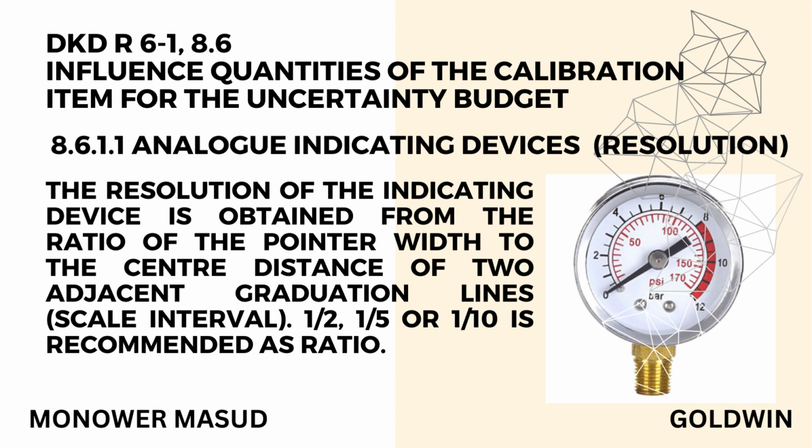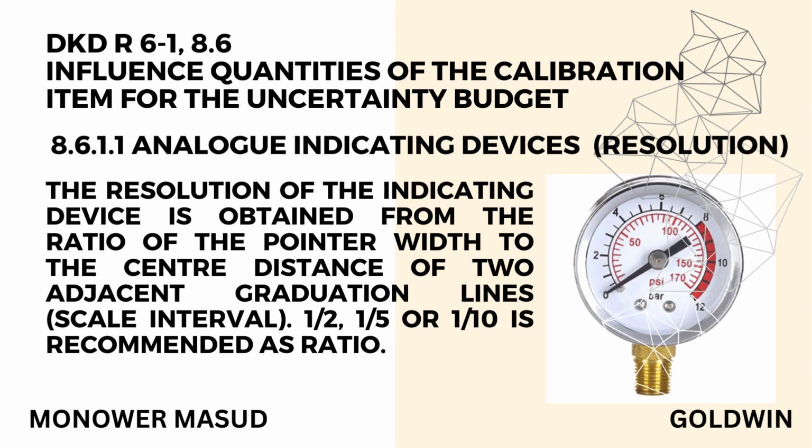The center distance of two adjacent graduation lines, the scale interval, is determined by the design of the instrument. The recommended ratios, 1:2, 1:5, or 1:10, suggest that the width of the pointer is a fraction of the distance between two adjacent graduation lines on the scale. Here's how this ratio affects the resolution.